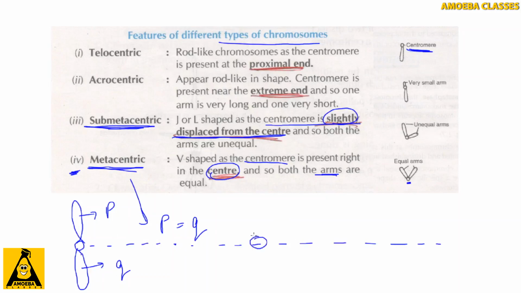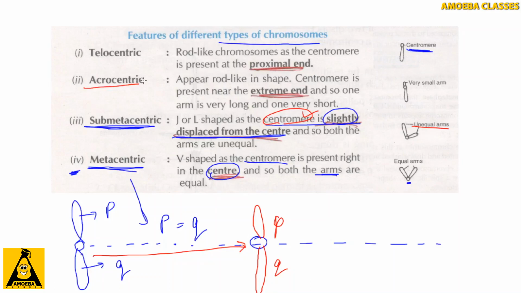So suppose this is the centromere, and that means one arm will be bigger. So this one arm is bigger and this one arm is a little bit smaller. If we compare it from this one, this Q arm is bigger, this P arm is a little bit smaller. That means slightly displaced from the center. Who is displaced? Centromere. So we get two unequal arms.